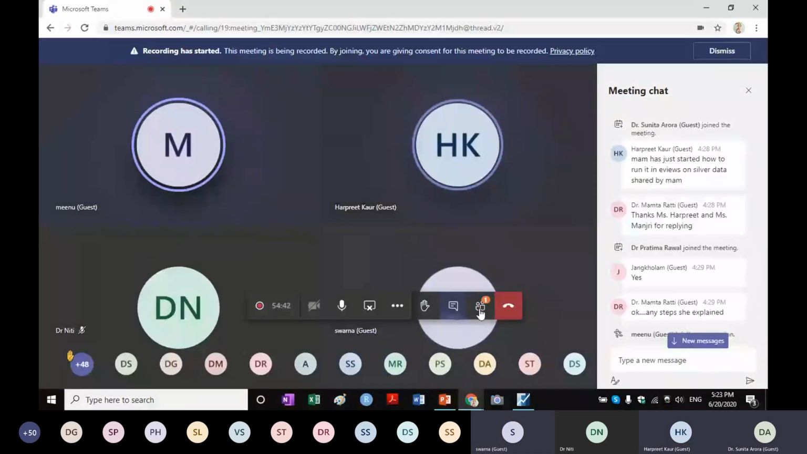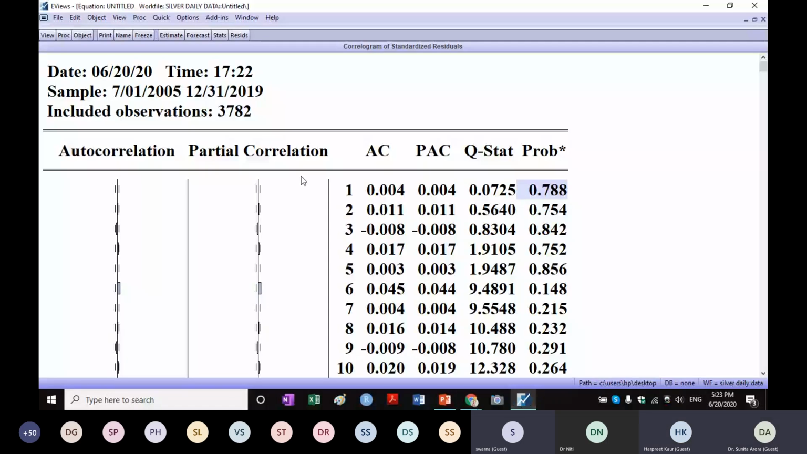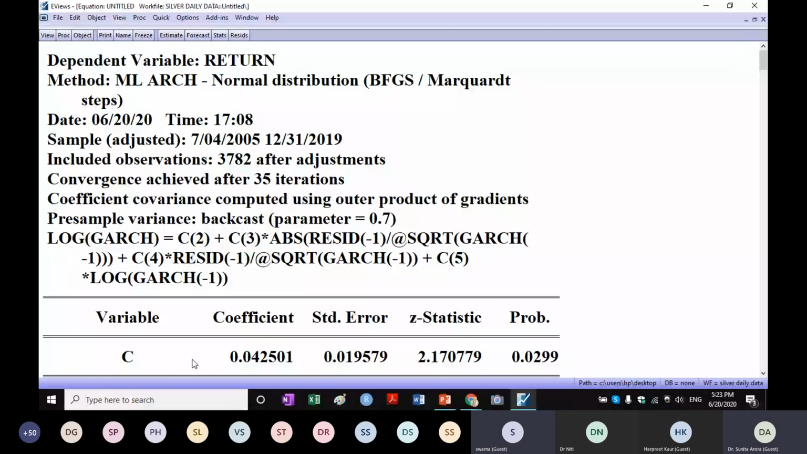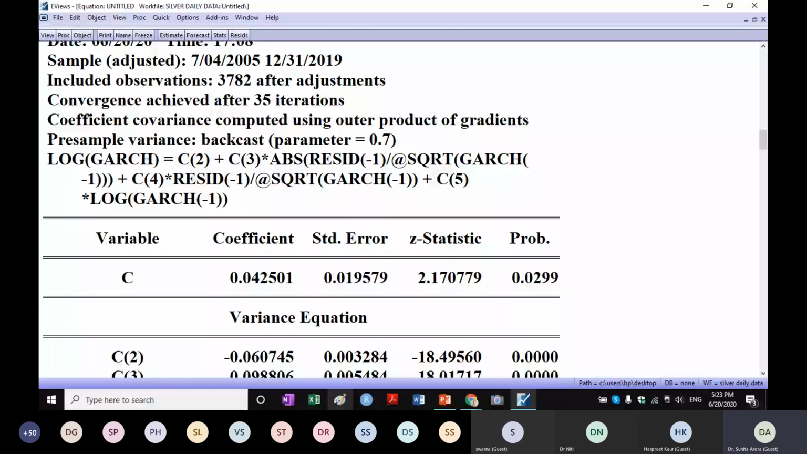Ma'am, how to interpret the mean equation in the GARCH model? Its interpretation is simple, the same as OLS. Ma'am, while running the ARIMA model, we got one coefficient, sigma SQ. Just a minute.